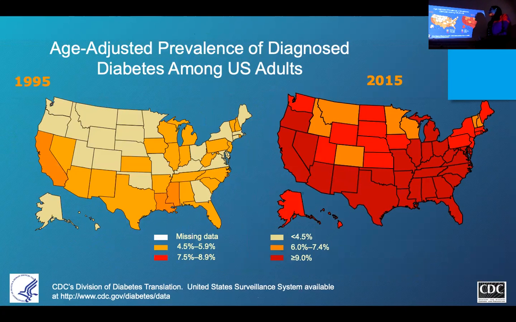In the next coming slides, I will be talking about the prevalence of diabetes in the United States. These are data from the Centers for Disease Control. It shows the difference in the prevalence of diabetes identified in 1995. Looking at California, it shows in dark orange, where it was 4.5%. Two decades after that, California is dark red, showing a prevalence of more than 9%. So it's increasing.